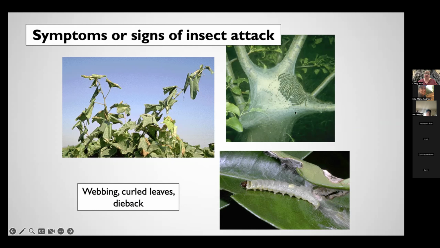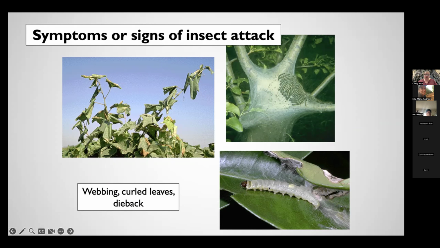Tent caterpillars are in large number and they create this webbing in trees that is really thick. It almost looks like, oh gosh, a spider made this, but no, it's caterpillars that made it. They're called tent caterpillars, and they will defoliate that whole region of a tree. I've seen these in walnuts. I've seen them in pears. You can find them in a range of fruit trees.